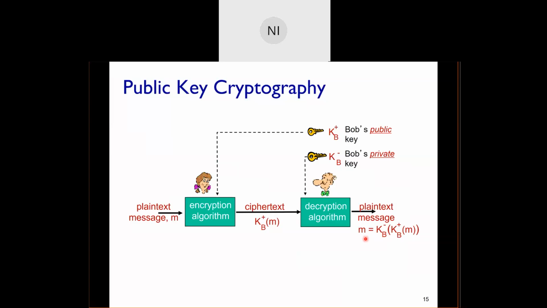But one interesting thing to think about is how Alice knows that KB plus is indeed Bob's public key. That is a very, very complex problem. Even though we have public key cryptography, with public and private keys, Alice now has the problem of knowing what is the true public key of Bob.